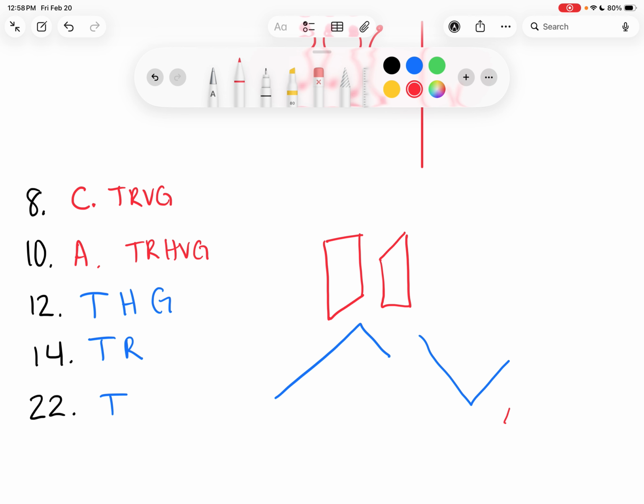All right, so what else are we on? 22. No, say it again. It is G. So it is a horizontal glide reflection.